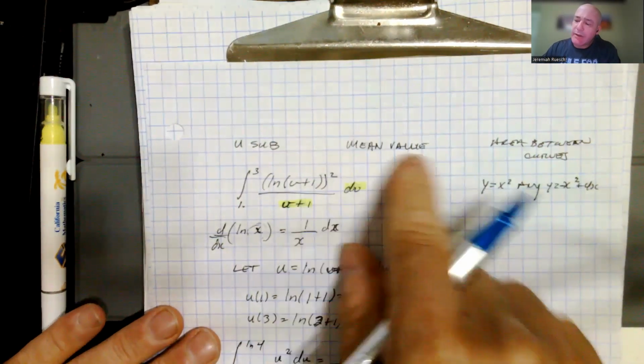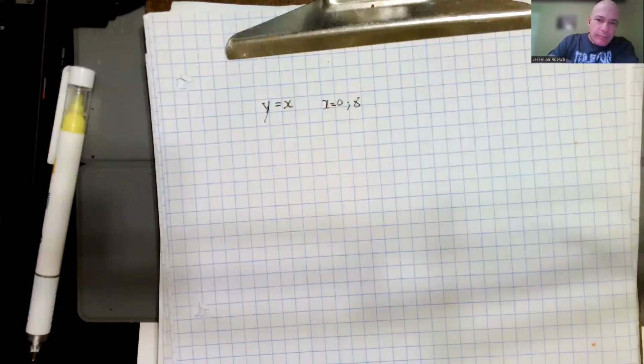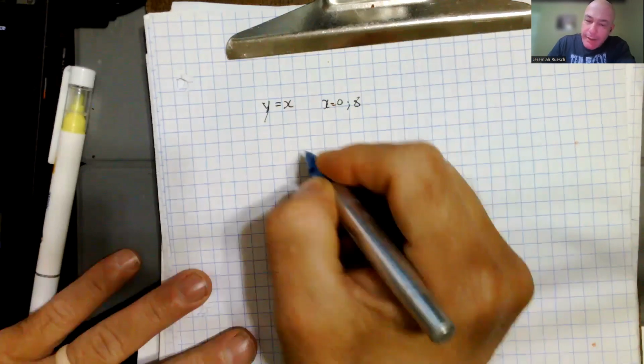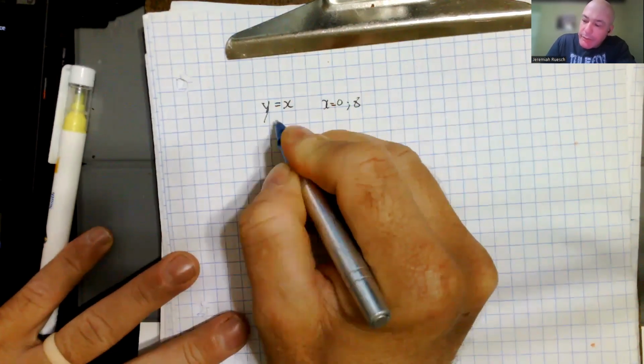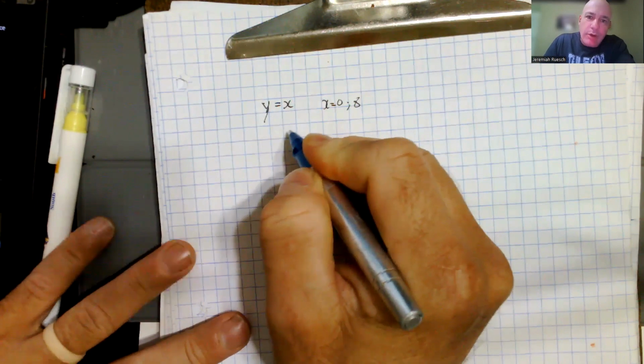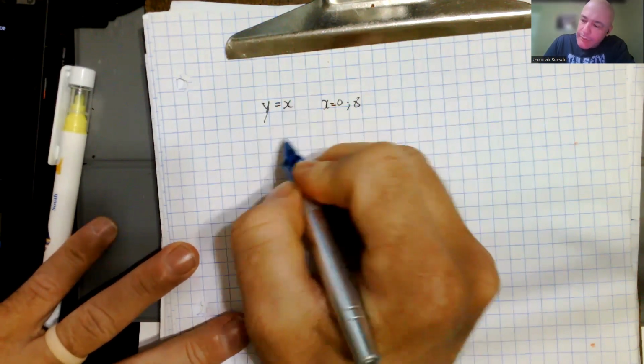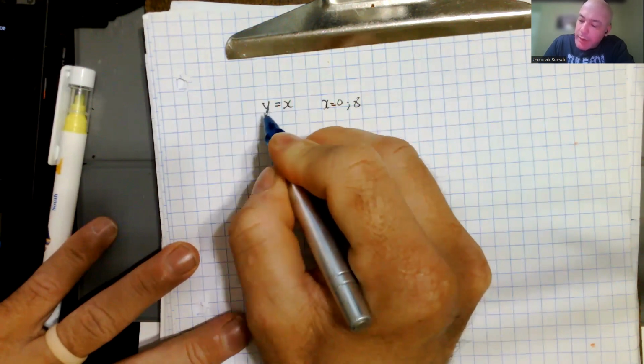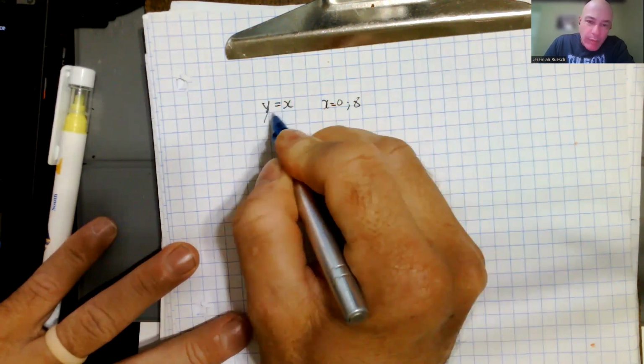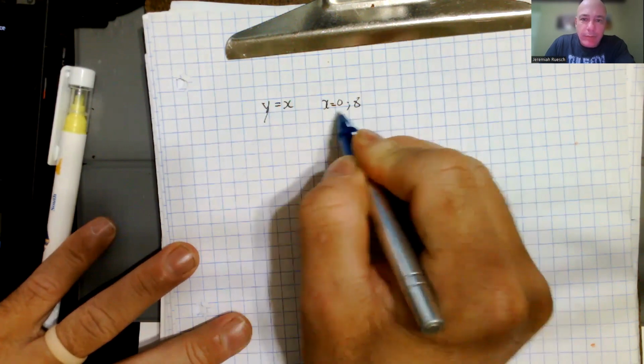And so what about this mean value? What is the mean value? Okay. Now let's dive into the mean value. So in lieu of the more complicated problems, I thought it would be beneficial to focus on a simpler problem. So we're going to look at the integral and find the mean value of this function y equals x on the interval from 0 to 8.